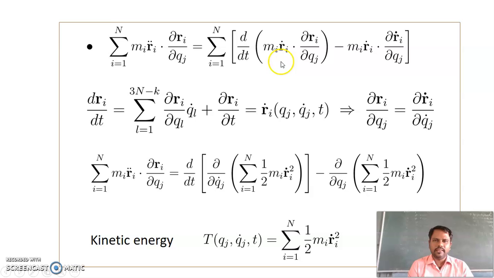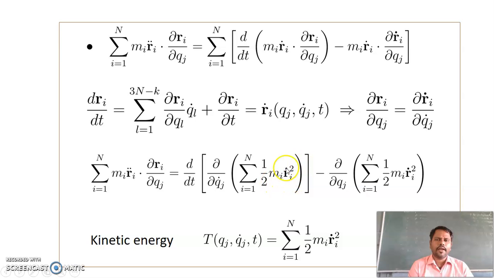Note that this term and this term can be expressed in terms of this. It is given by d by dt of dou by dou Qj dot into summation of i is equal to 1 to n of mi Ri dot square. So if we differentiate, we arrive at this term. Likewise, rearranging this term we arrive at dou by dou Qj of summation i is equal to 1 to n of mi Ri dot square.